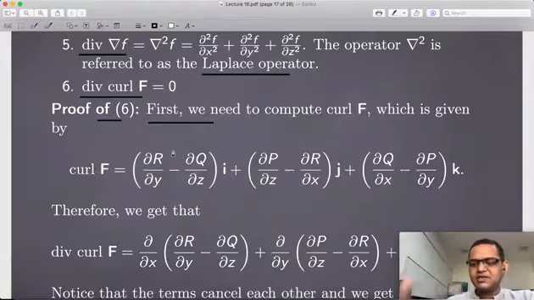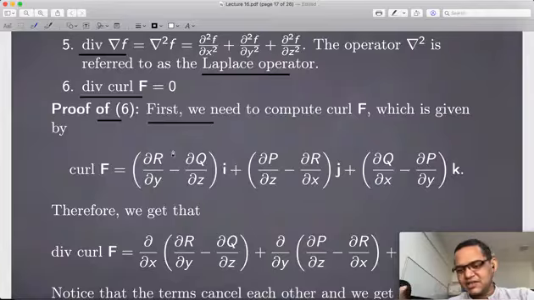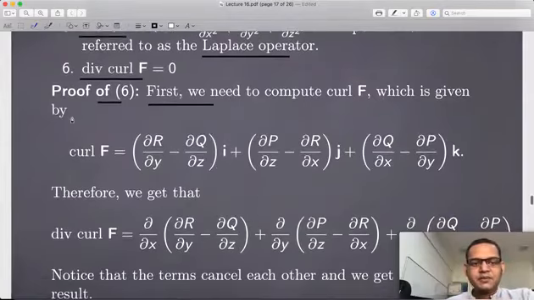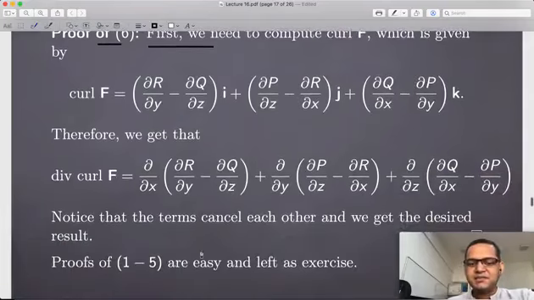Once you know that curl can be computed using that formal determinant notation or the formal cross product, you put it in the determinant and compute, so you get this quantity. Now you want to compute the divergence. So divergence basically takes del by del x of this, then del by del y of this, and then del over del z of this, and sums them up. So this is what you are going to get, and you will notice here that you are going to get second order derivatives of all these quantities.